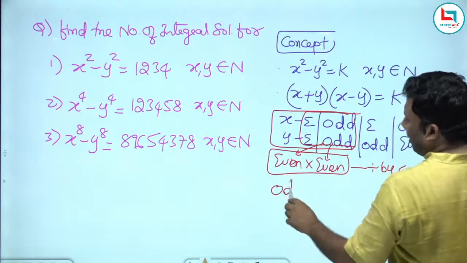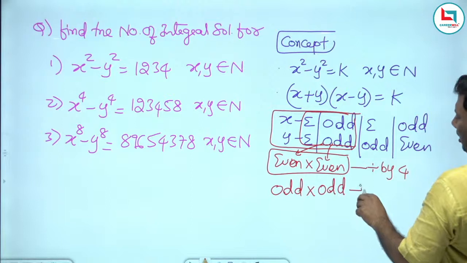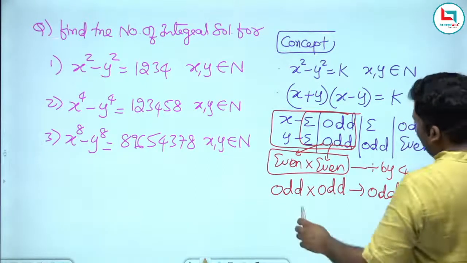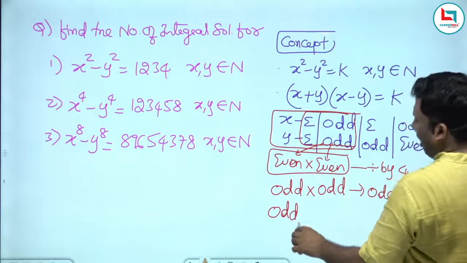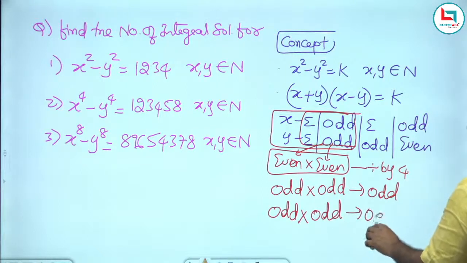Even plus odd, odd. Even minus odd, odd. Odd into odd, it is an odd number. If x is odd, y is even: odd plus even, odd. Odd minus even, odd. It is an odd number.